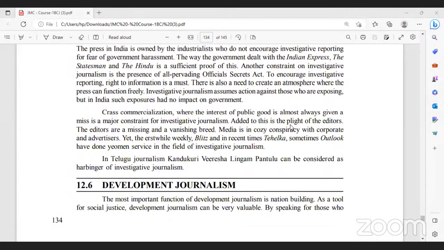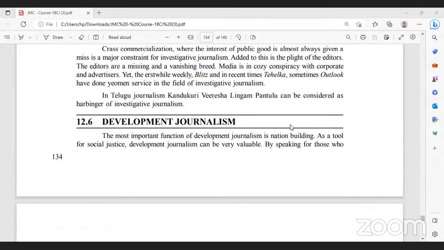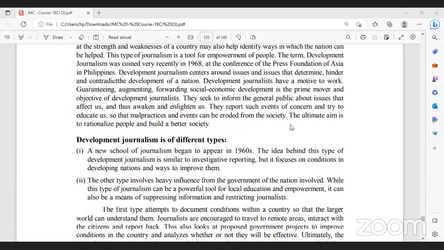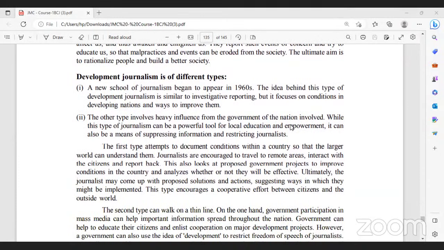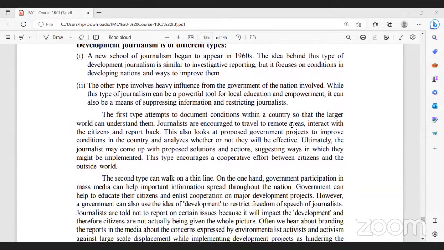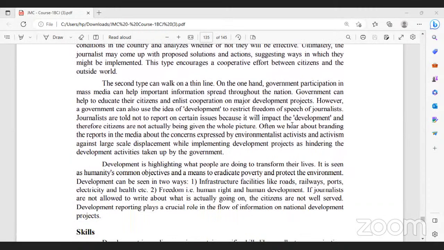Development journalism is very important as we talk about the nation building. Development journalism is very important because we need a development at the grassroots level. So it has different types. A new school of journalism, it focuses on the conditions in the developing nations, and we need to have an improvement at those levels. So it is something where we'll talk about how the process and how the governance, what is the kind of standard of living happening at the grassroots level needs to be reported. So it is talking about the infrastructure, the health, the social sector, the economic development.